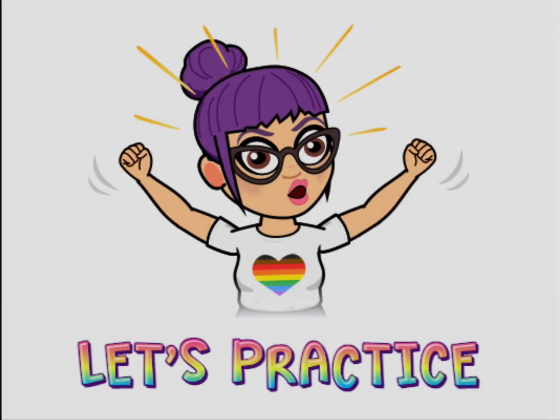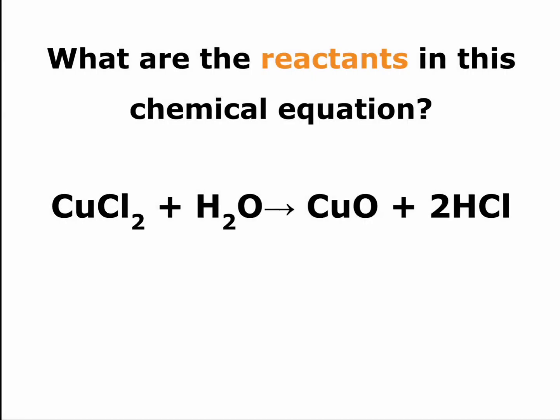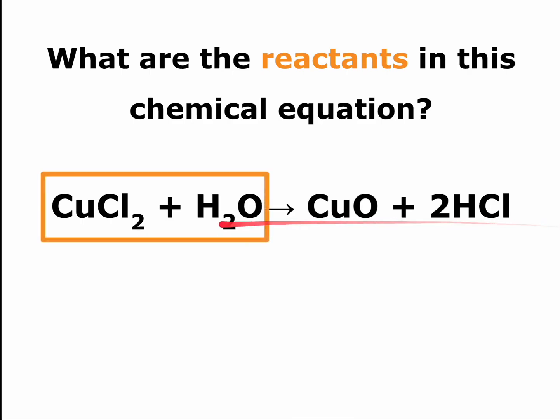So let's practice. What are the reactants in this chemical reaction? We have copper 2 chloride reacting with water to produce copper 2 oxide and hydrochloric acid. If you said the copper 2 chloride and the water, you are correct. Those are the reactants. They are on the left side of the arrow.